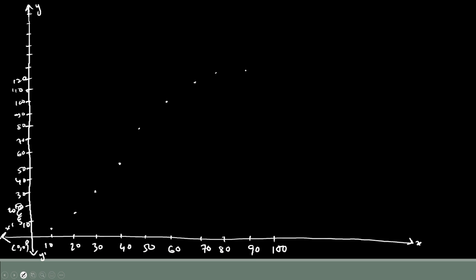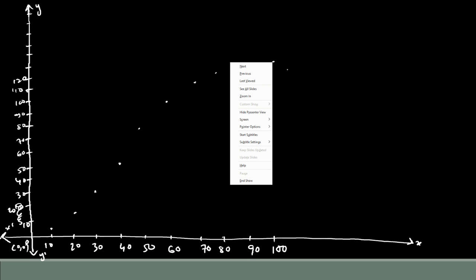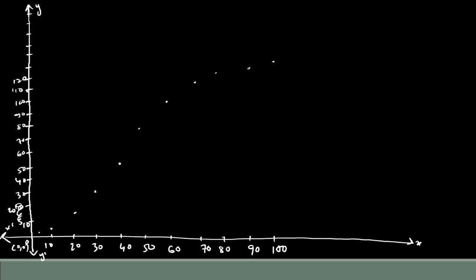80 to 90 was 117, somewhere here, and the last point was 120. 100, 120. So now you have to draw a freehand line connecting all these dots. So all the dots you have to connect.